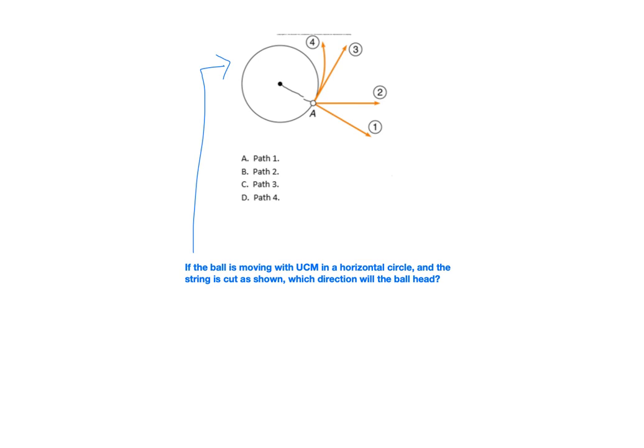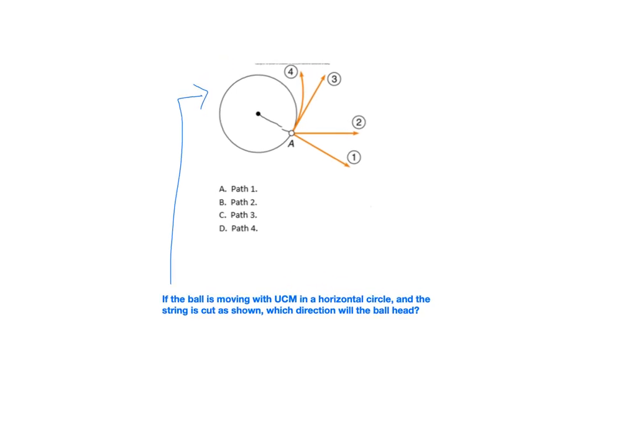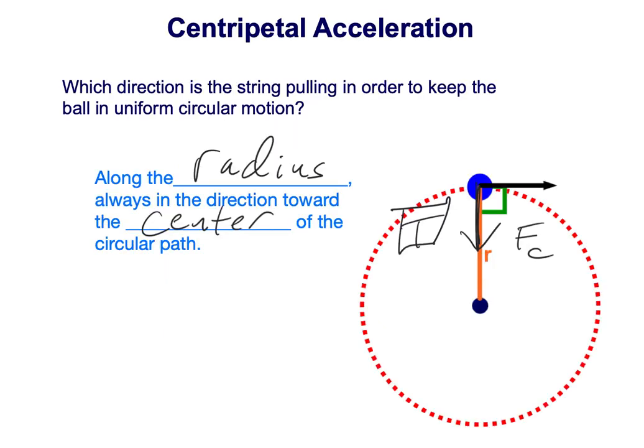So here's a question I put on a test once. The ball is moving with UCM in a horizontal circle, and the string is cut as shown. This is a top view. What direction will the ball head? So it looks like the ball is going around like that in a circle. You cut the string, it's going to go off on a tangent. Tangent is perpendicular to the radius, so that's 3. Okay, sorry, I answered this one.